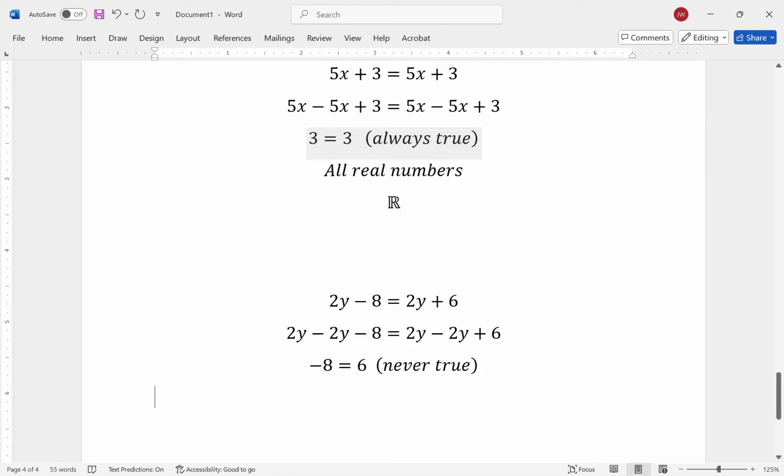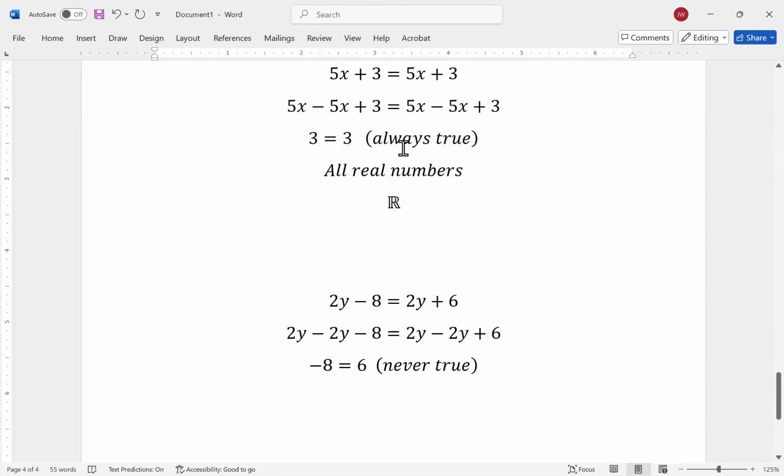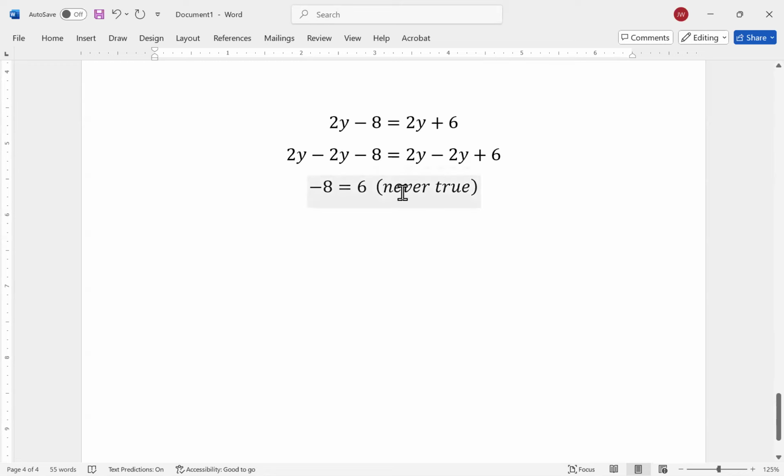Right? In the real number system. And just like this one, this first equation was always true, so anything worked. This one is never true, so nothing is going to work. There's going to be no way you can plug in a number for y into this first equation and get a true statement because it is equivalent to something that is never true. So that means there's no solution to this linear equation.